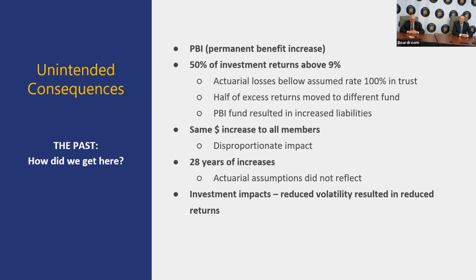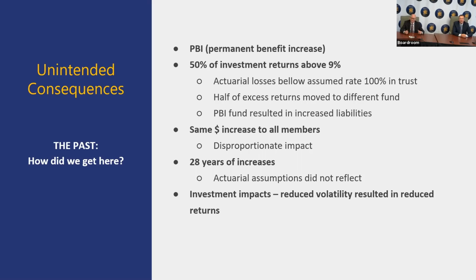The unfortunate part of the way this was structured is the trust would keep all of the losses. Anything below the assumed rate of return would stay in the trust, but anything on those excess returns above 9% would be taken out. And so that half would be put into a different fund and set aside to provide cost of living increases or permanent benefit increases.